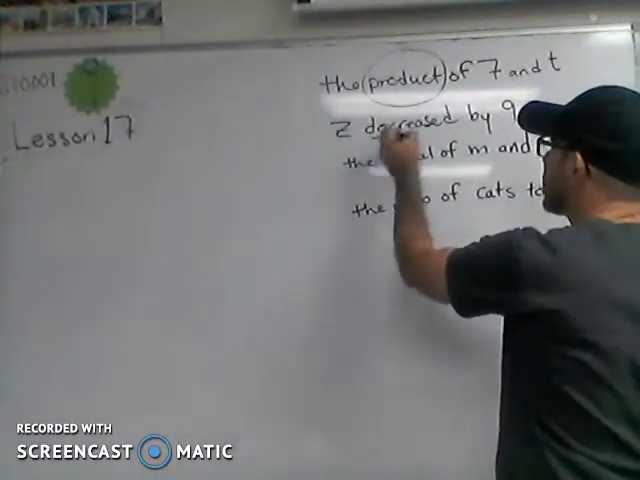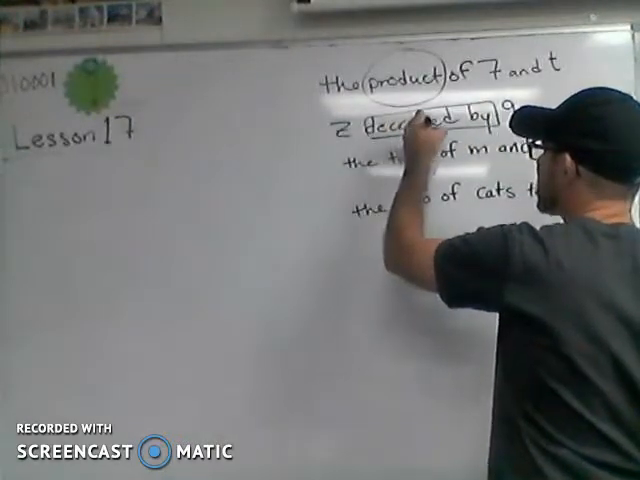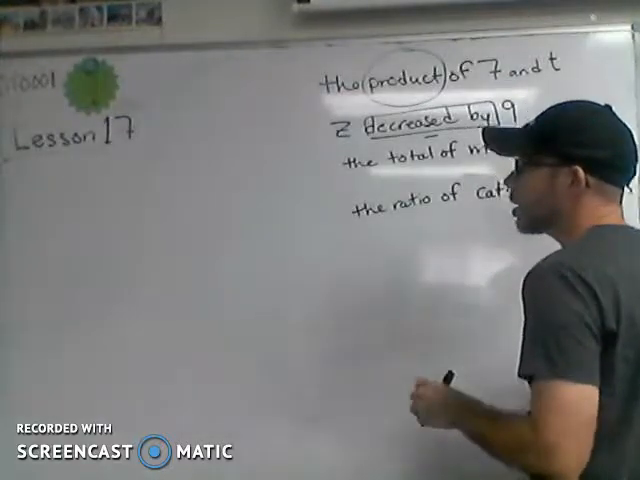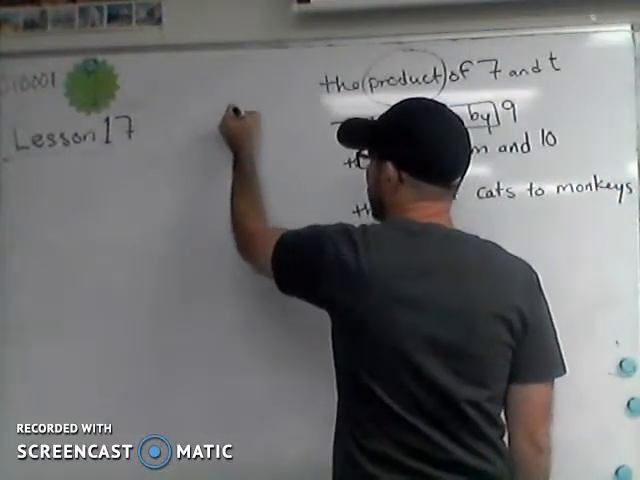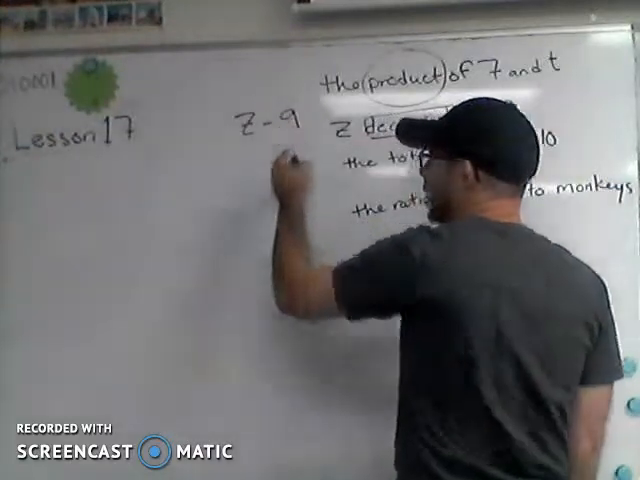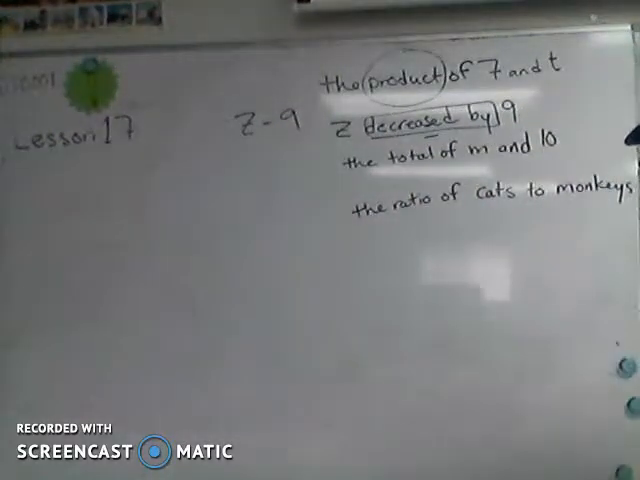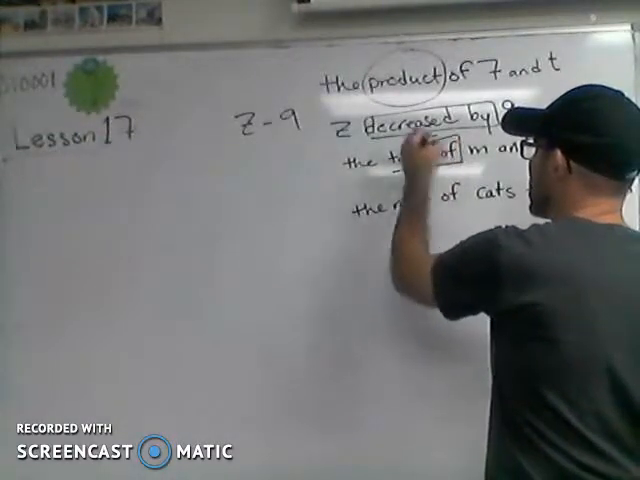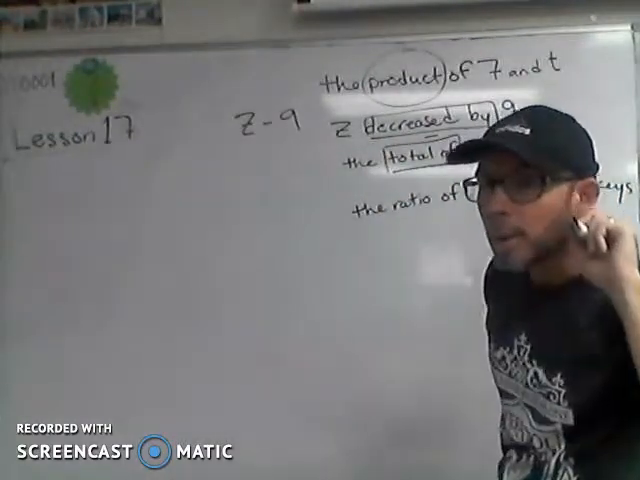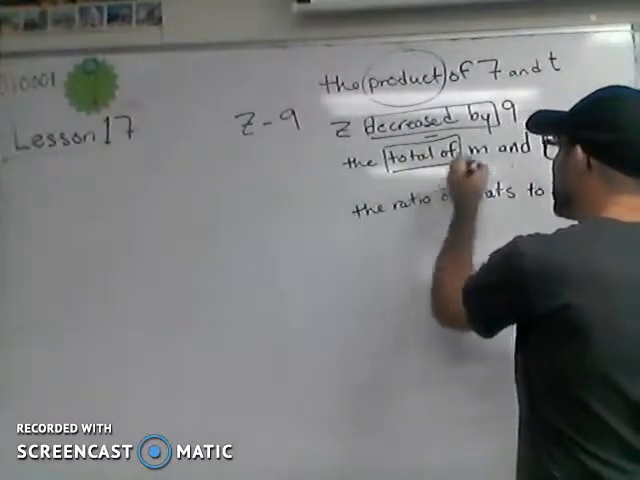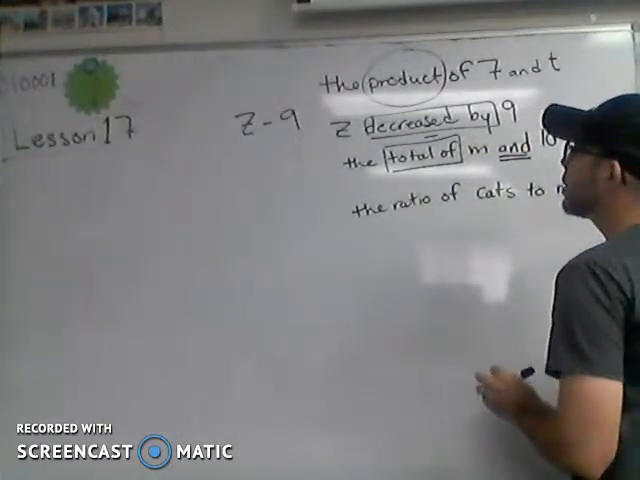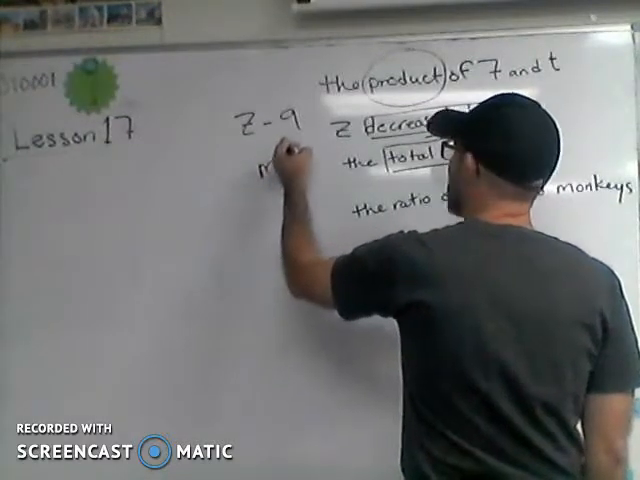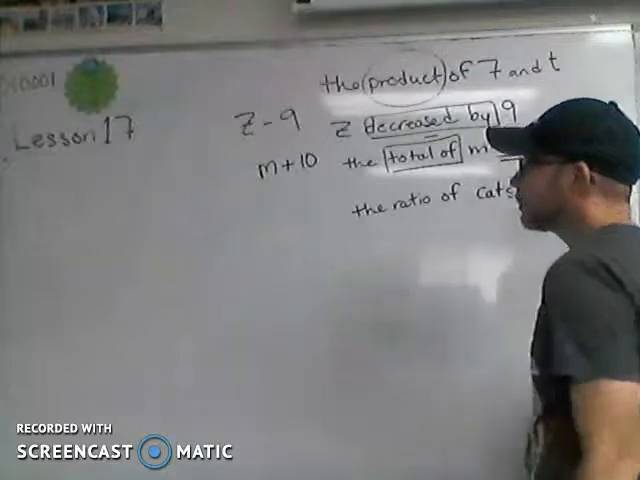Second one's got decreased by. That means subtraction. Z is being decreased by 9. Z is the bigger number, whatever it happens to be, but we're going to take 9 away from it. Z minus 9. This one says the total of, which tells me addition, and it even has the word and. So we have the total of m and 10.